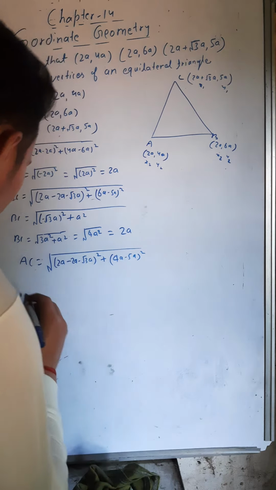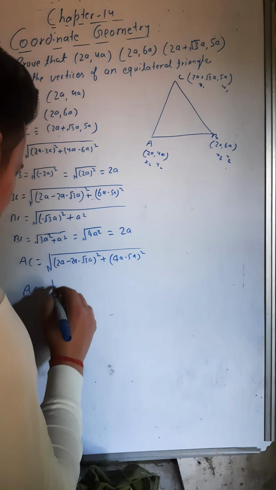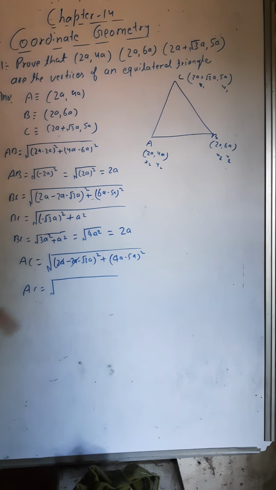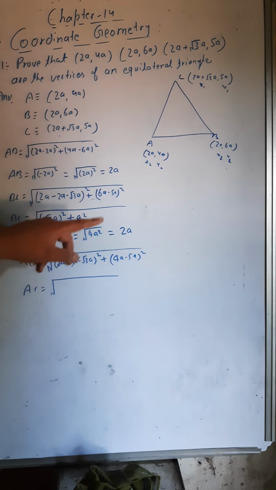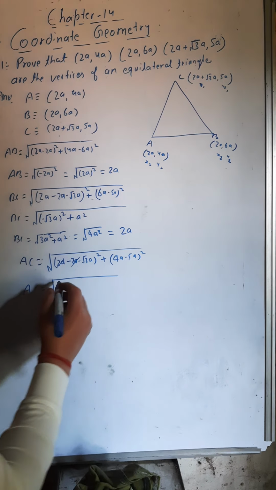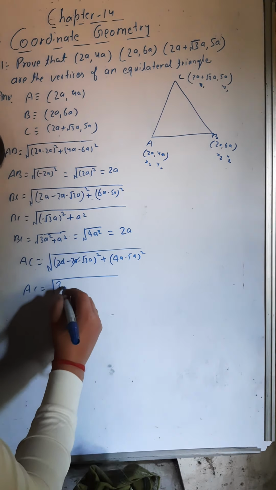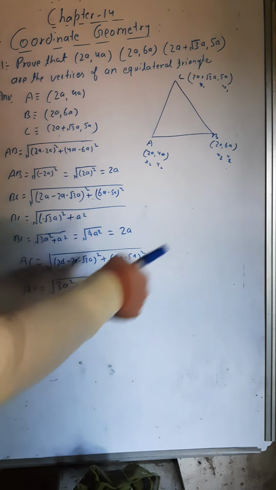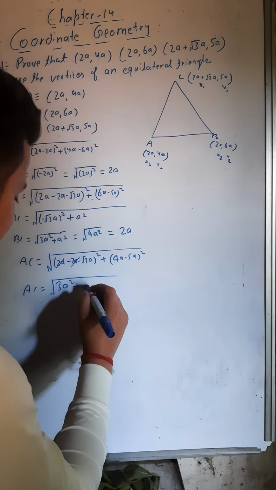4a minus 5a whole square. So AC is equal to, now look here, 2a and 2a will cancel each other. Here, minus, square of minus is plus, square of root 3 is 3, square of a is a square. So it has become 3a square plus 4a minus 5a is minus a. Smaller minus greater, no? So 4a minus 5a is minus a and square of minus a is a square.